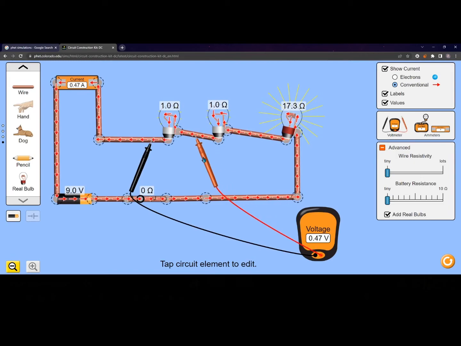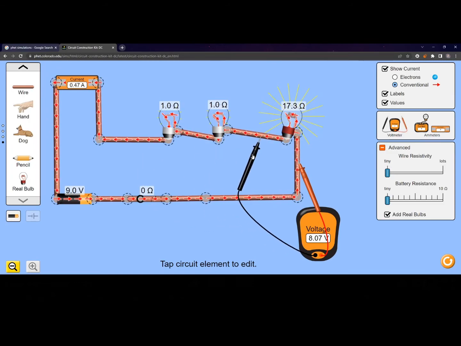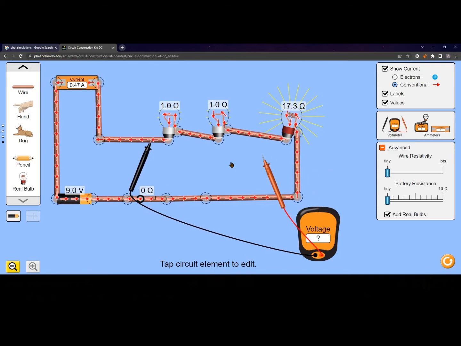And now both of these are sharing 0.93 volts, because the rest of it, 8.07 volts, is used by this real bulb, right? So over here you can see only 0.93 volts are provided, and hence these are not able to glow much.